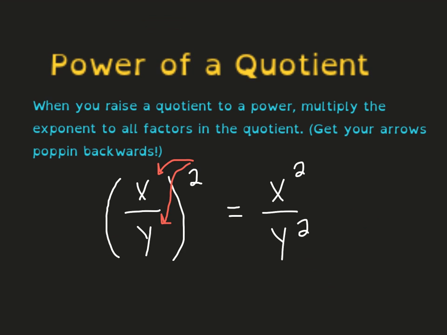Okay, the power of a quotient. When you raise a quotient to a power, multiply the exponent to all other factors in the quotient. So get your arrows popping backwards. Just like with the power laws with multiplication, if I have a 2 outside the parentheses, that means it needs to be distributed to everything that's on the inside. So in this case, the top and the bottom. So you end up with the answer of x squared over y squared. I forgot to mention that in this problem, x is to the first power and y is to the first power.